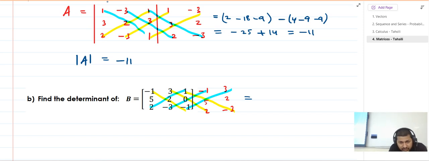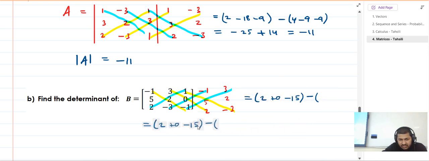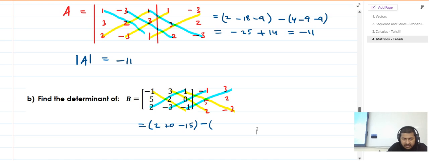So minus 1 times minus 1, that's 1. 1 times 2 is 2. Plus 0. We got negative 15 here. Subtract. What are the other 3 values here? Let's see. Let's move this to the side. Let's write it here. I'm trying to find the determinant of B, okay?